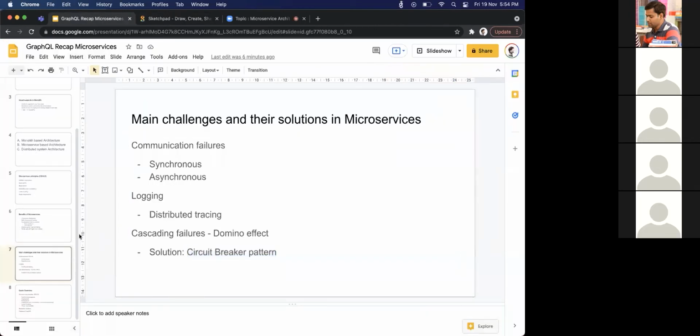ठीक है सूरज, आई होप इट इज क्लियर नाउ। Yes, sir, yes.